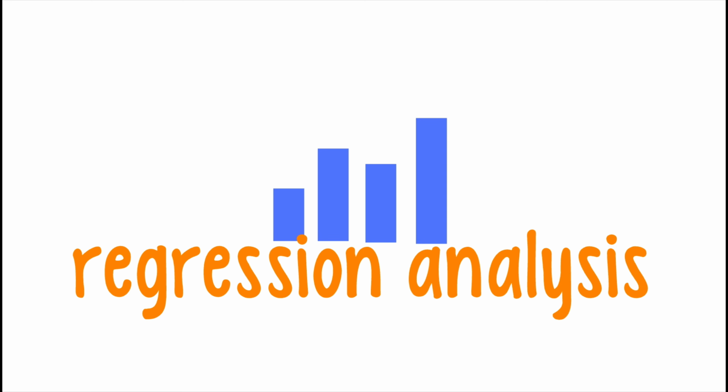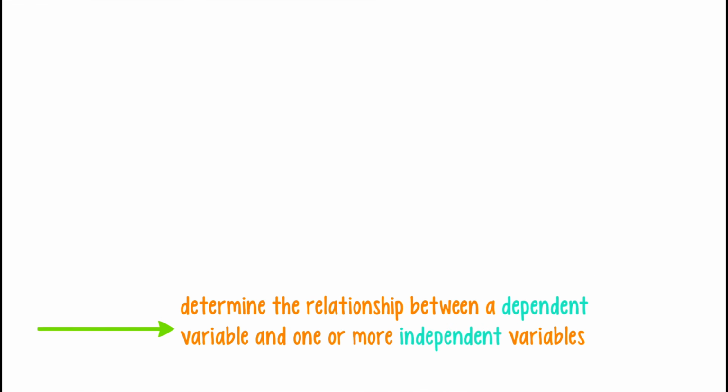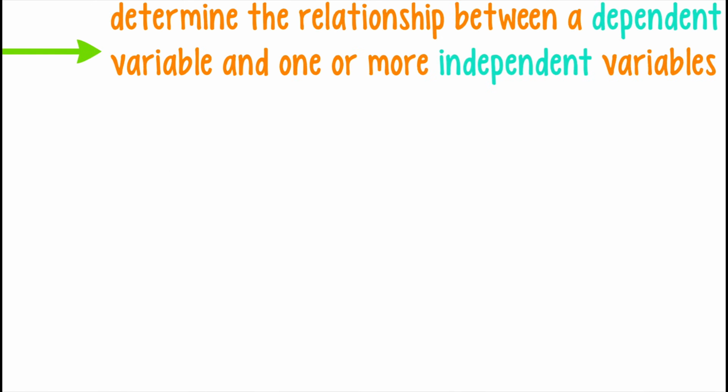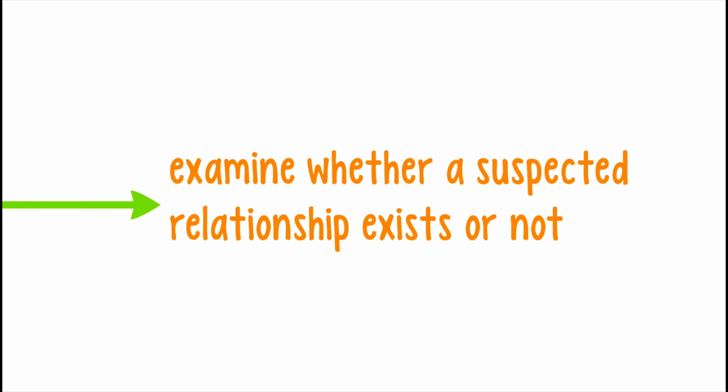Today's video covers an introduction to the so-called regression analysis in statistics. Regression analysis is used to determine the relationship between a dependent variable and one or more independent variables. With regression analysis, we can examine whether a suspected relationship exists or not.